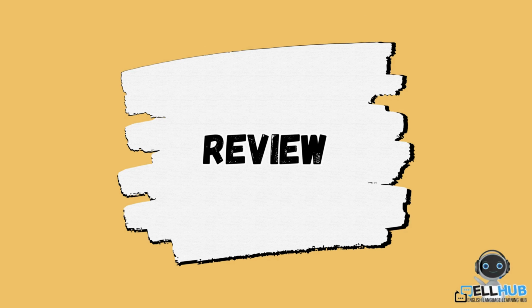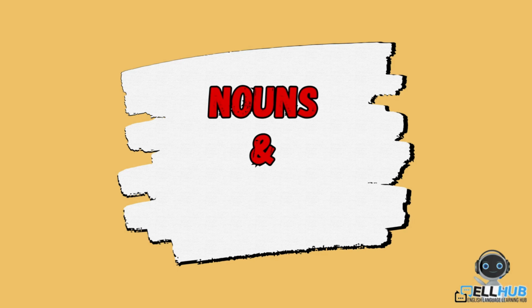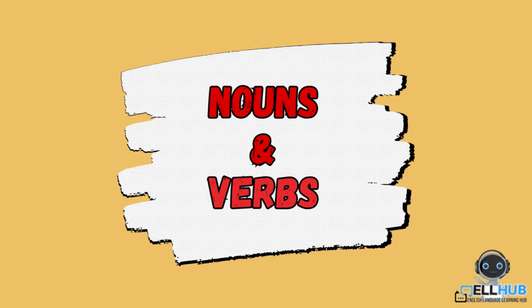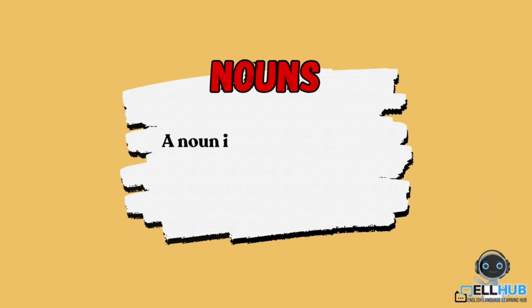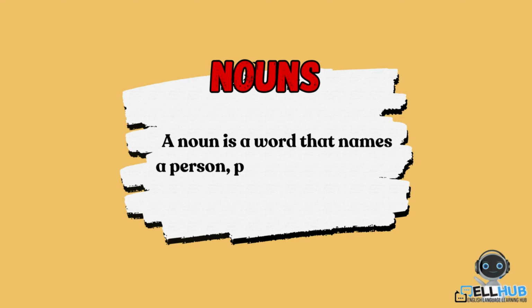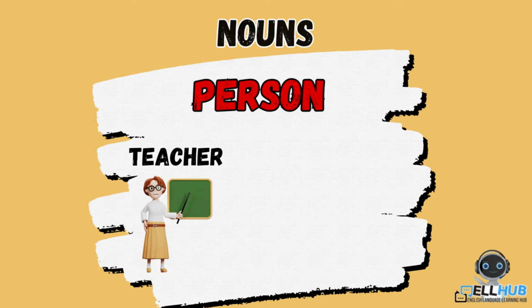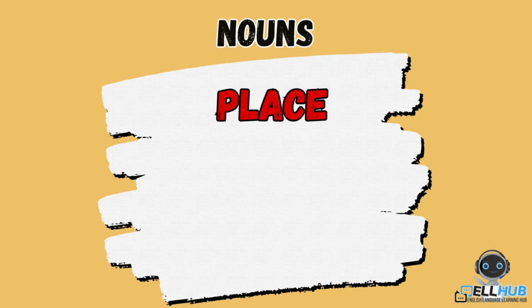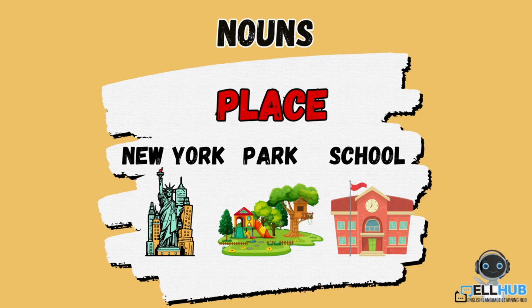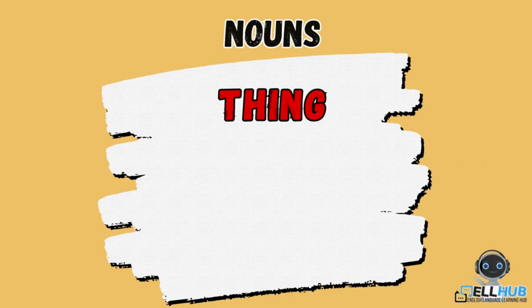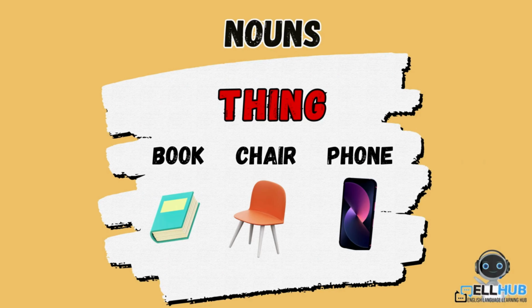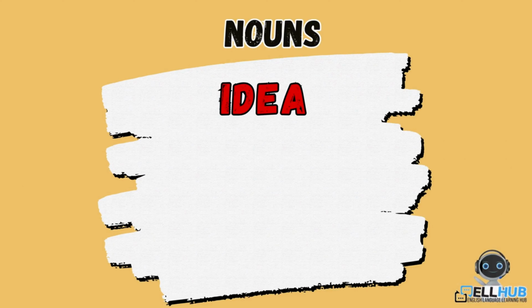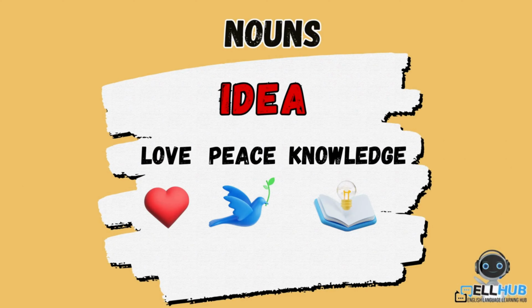When you begin to learn grammar, you probably start with these two most common parts of speech: nouns and verbs. A noun is a word that names a person, place, thing, or idea. A person like teacher, Maria, or child. A place such as New York, park, or school. A thing like book, chair, or phone. Or an idea such as love, peace, or knowledge.